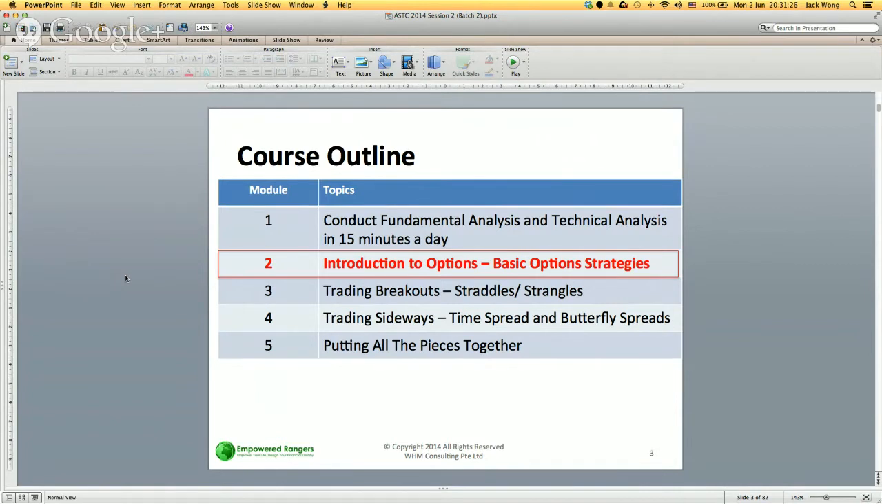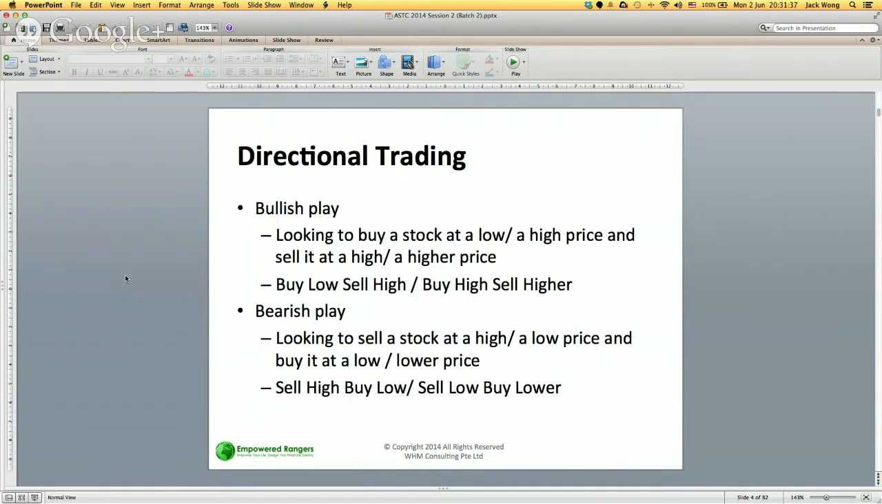So tonight is all options, basic strategies. We are not going to do any fancy thing. The fancy thing will come in session 3 and session 4, so stay tuned with that. So far in session 2, similar to session 1, what we are doing essentially is looking at directional trading.